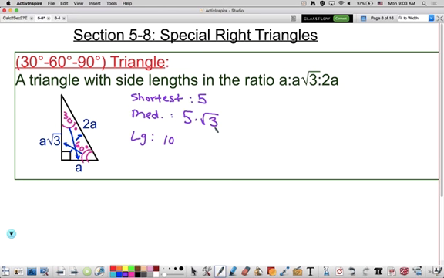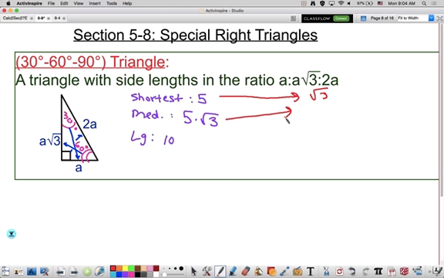Why is the largest side 10? Well, it's 2 times the shortest. Hold on, don't change it yet. Now let's do one more. How about if, Victor, you help us out with this one. How about if the shortest side is square root of 3? Shortest side is square root of 3.